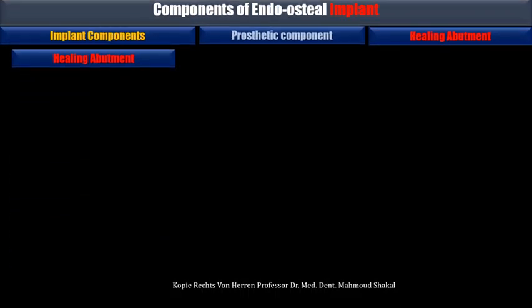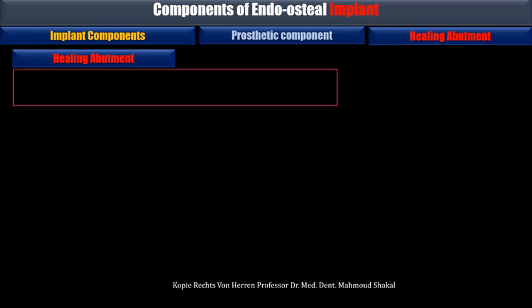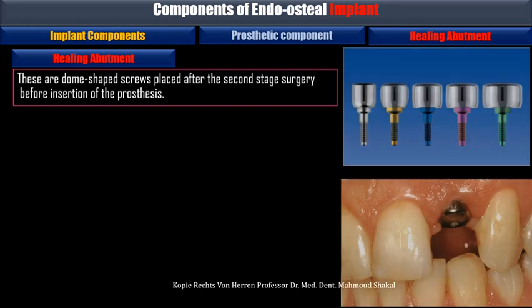The next component is called the healing abutment, or it has another name, gingival former. So from its name, it is used during the period of healing of the epithelium, and also from gingival former, it gives form to the gingiva at the interdental areas. These are dome-shaped, as you see here. It looks like a dome, placed at the second stage surgery before insertion of a prosthesis, as you see here.